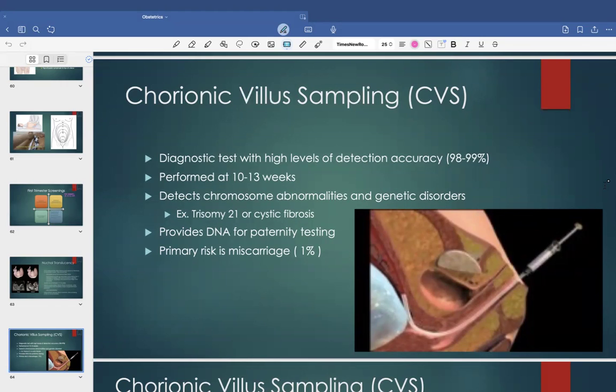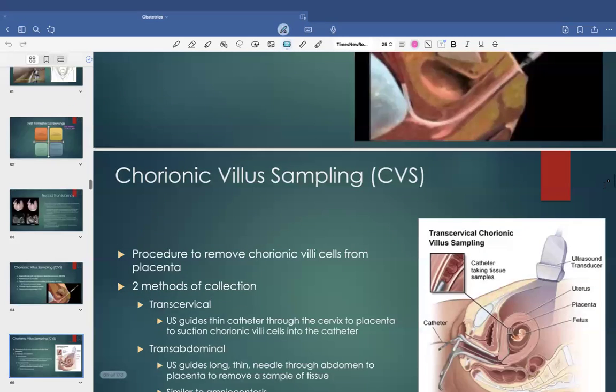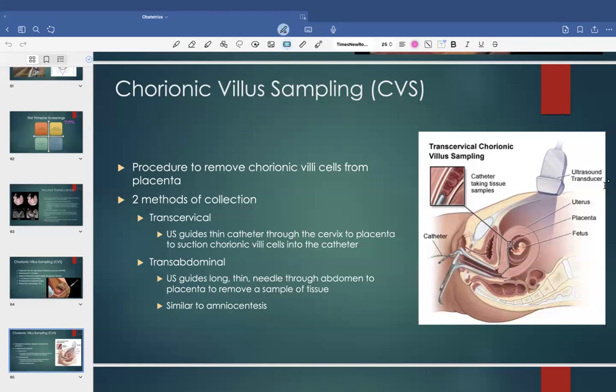There are two methods of collection. You can do a transcervical collection, where the ultrasound guides a thin catheter through the cervix to the placenta to suction out those cells. Or you can do it transabdominally, where the ultrasound guides a long, thin needle through the abdomen to the placenta to remove the sample of tissue.